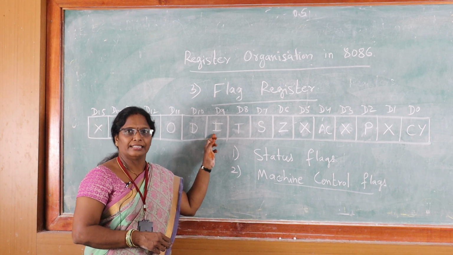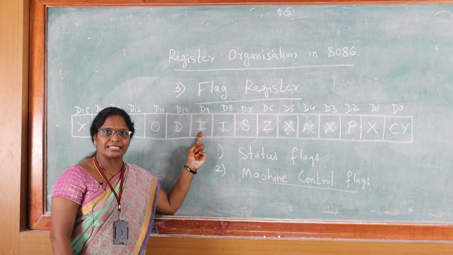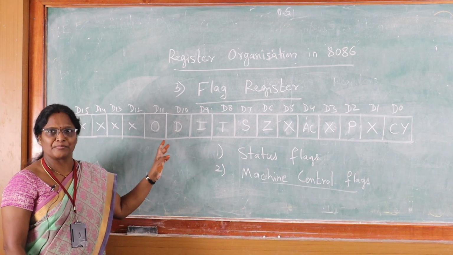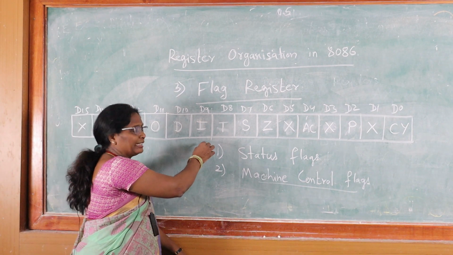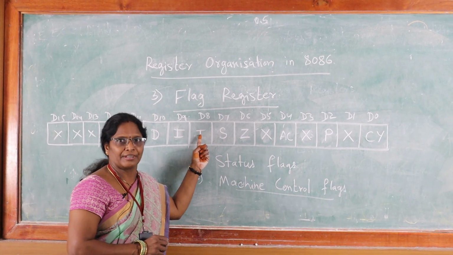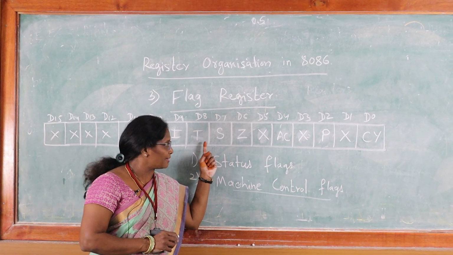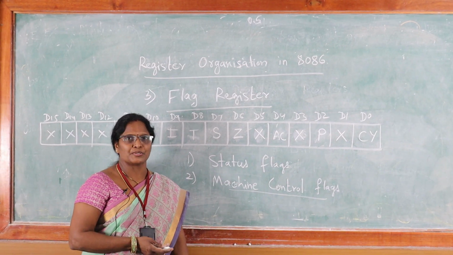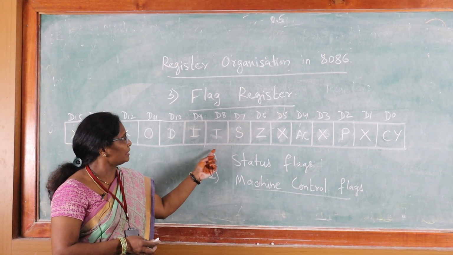Next one is the I flag. I indicates the interrupt flag. When the interrupt flag is in the set state, it indicates that the microprocessor recognizes maskable interrupts. Otherwise, it can decline. T indicates the trap flag. When this flag is in the set state, the microprocessor enters into single step execution mode. So this is about the flag register.